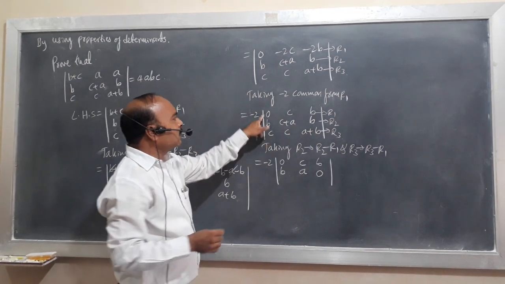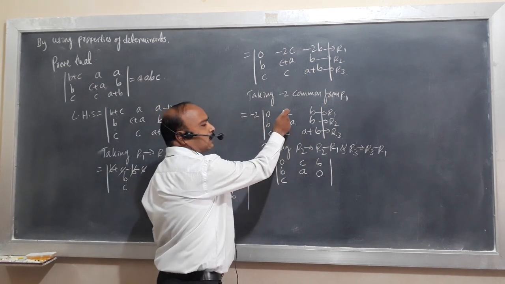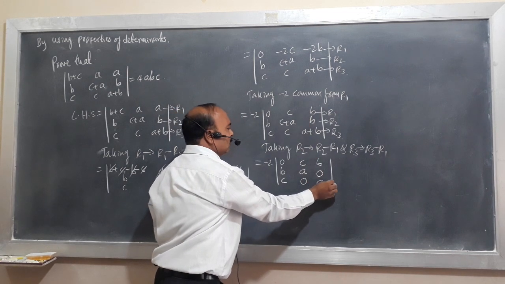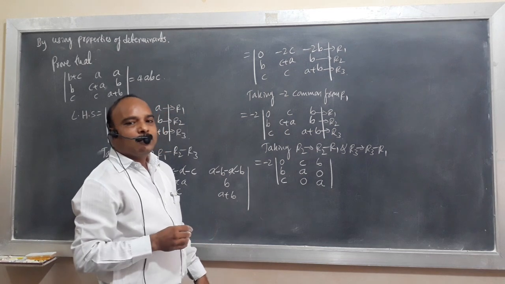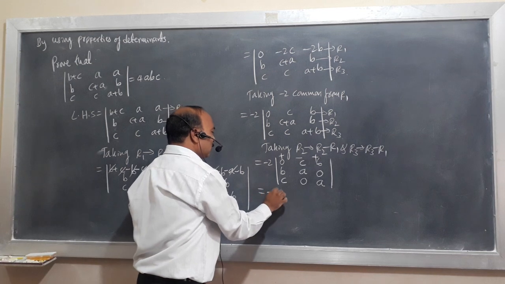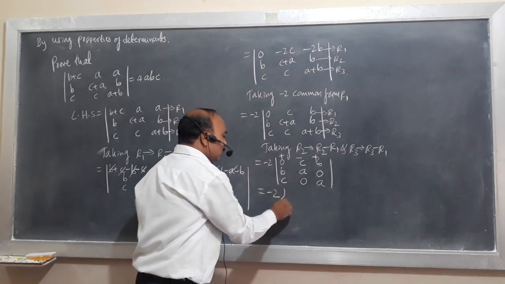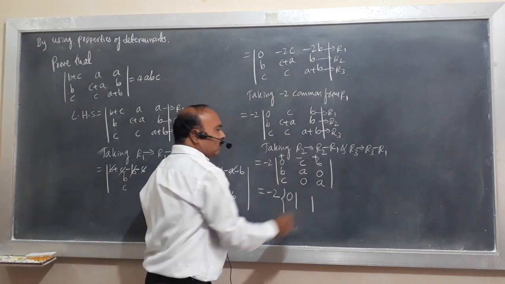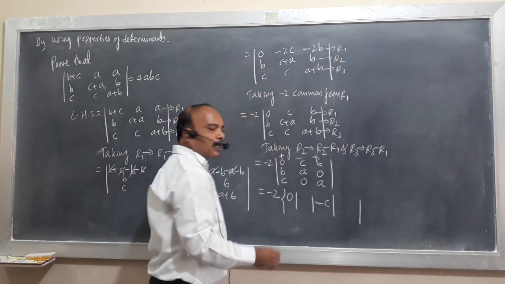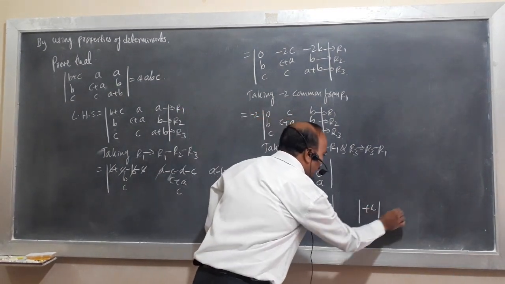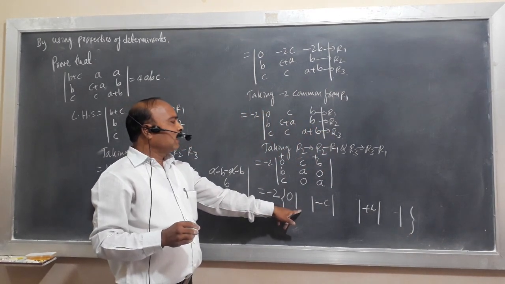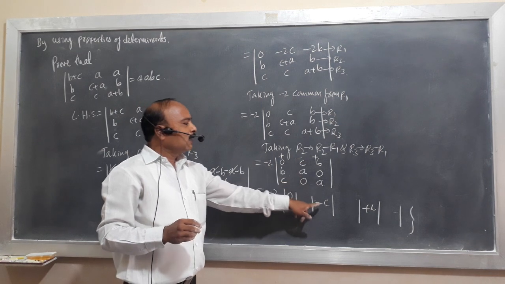Similarly, third row: C minus 0 is C. C minus C is 0. A plus B minus B is A. This stuff we are getting. Now we go for expansion. It is plus minus plus. It is minus 2 into 0 into any determinant is 0, minus C and second determinant, plus B into second determinant. Now 0 into a number is 0. You don't write this determinant, directly go for this minus C as it is.